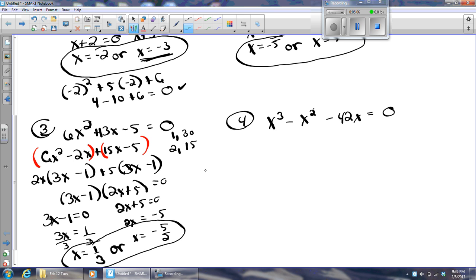Meaning if I put 1/3 in for x in the original equation, I will get 0 for an answer. If I put -2.5 in for x, I will get 0 for an answer. All right, let's take a look at this one.